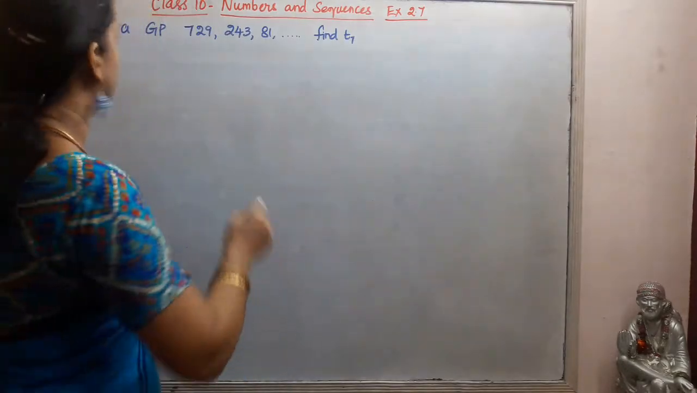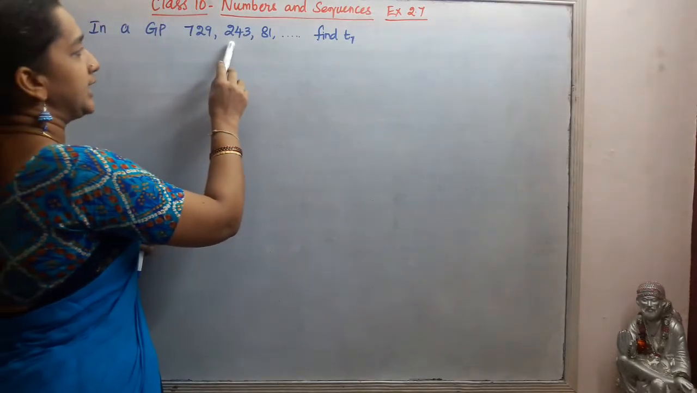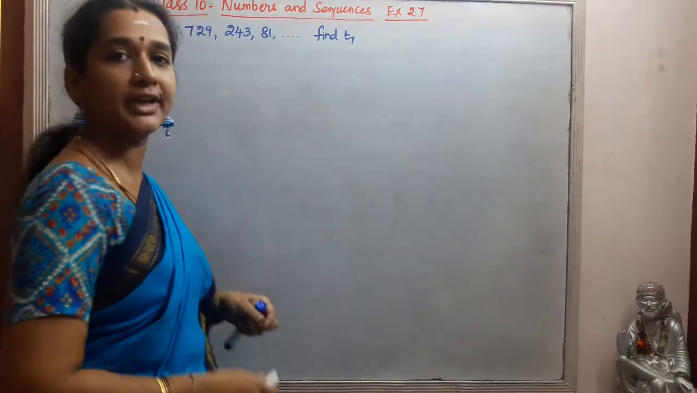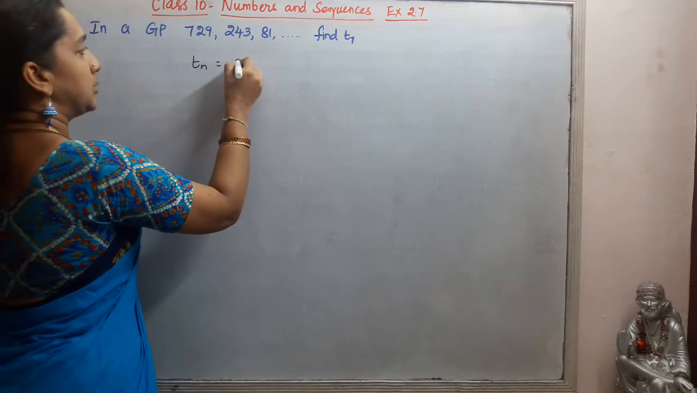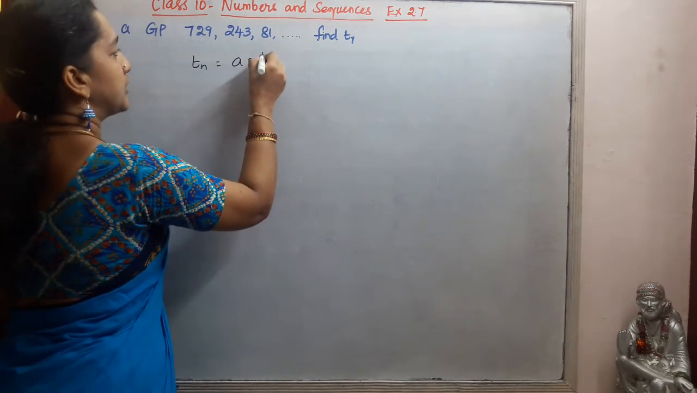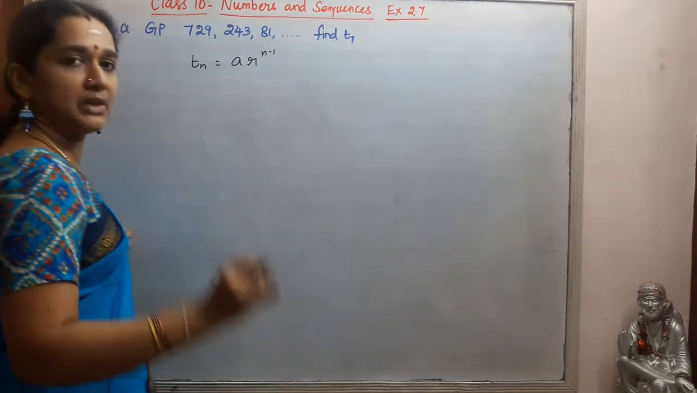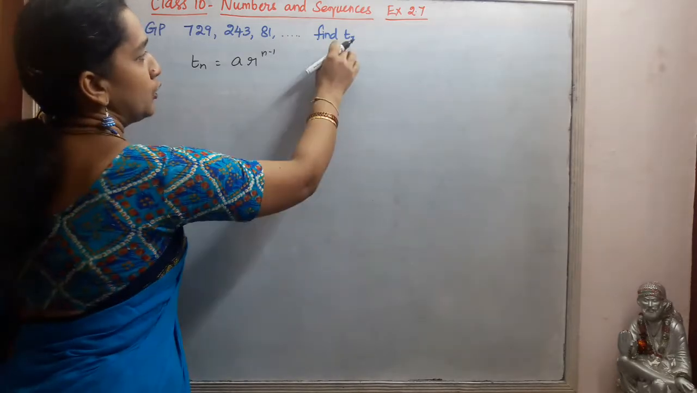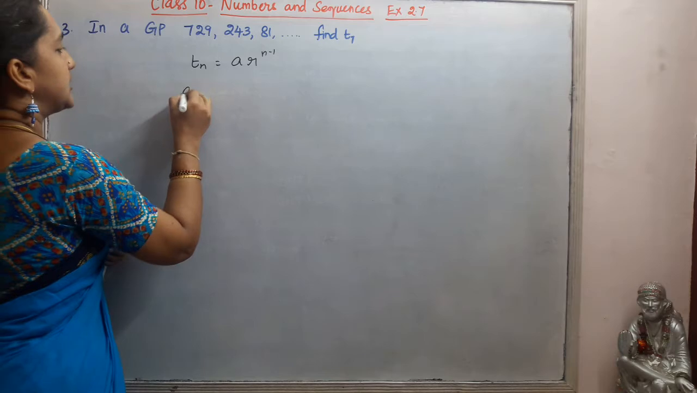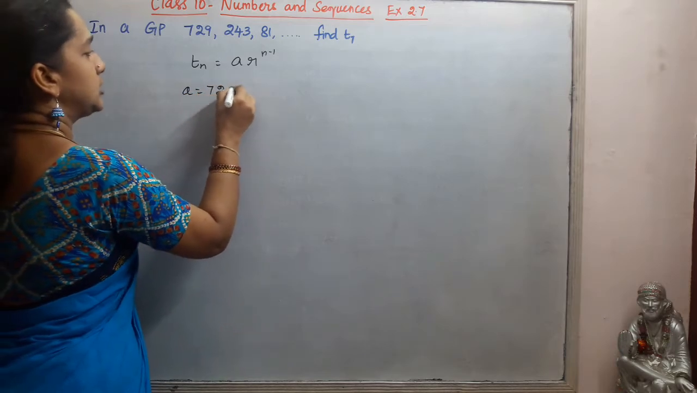Next sum is, in a GP 729, 243, 81, find T7. We know that Tn is equal to A into R power n minus 1. So we need the first term and the common ratio. These two things we need to find T7. So A is given in the question as 729.